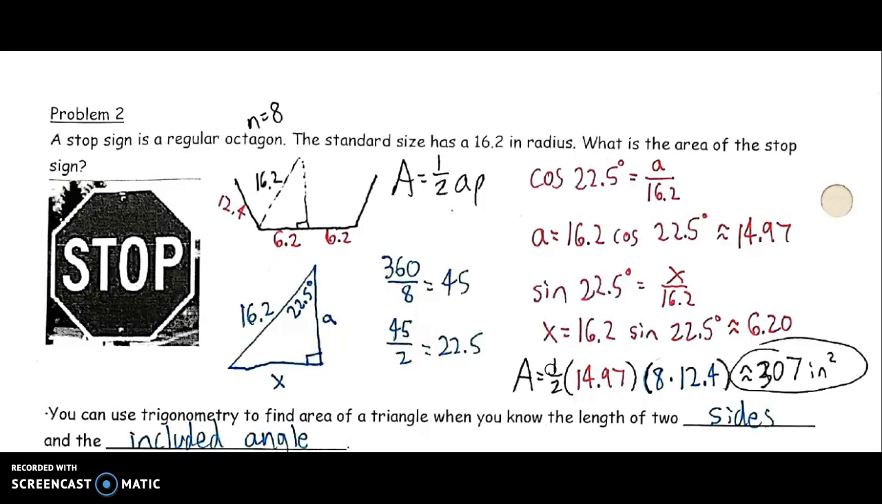So using that formula again, 1/2 times the apothem times the perimeter, 8 sides that are all 12.4. Enter that all in, and it should give you about 307 square inches if we're rounding to the nearest whole unit. And again, a lot of these questions will not worry about decimals. We're just going to look at the biggest whole number.